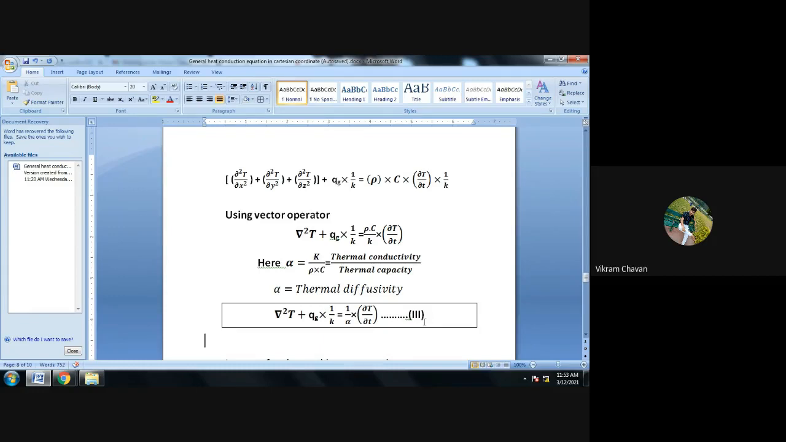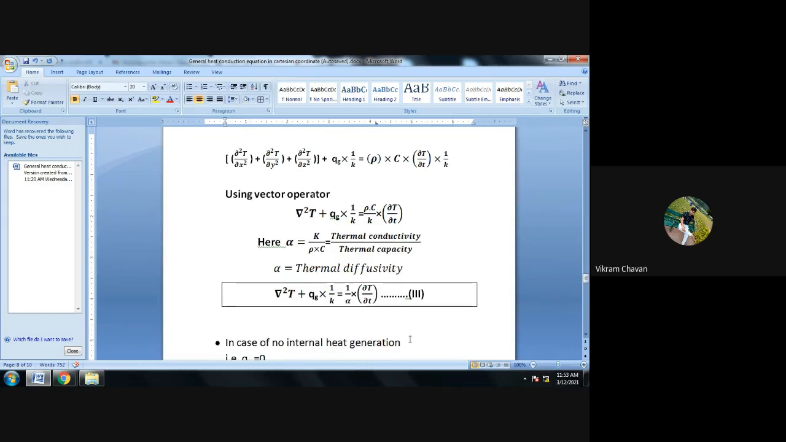This is equation number 3 for this particular equation. Getting everyone? Is there any question, any doubt? Okay. Have you written everything?